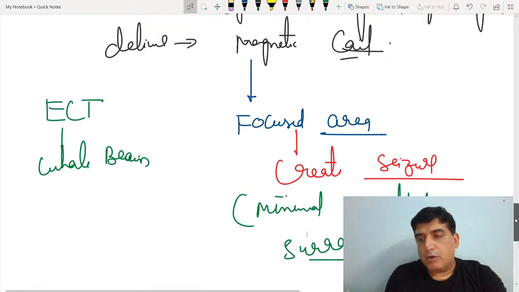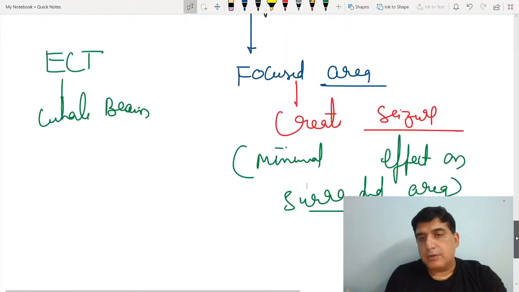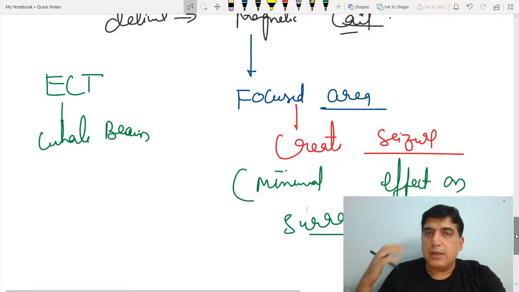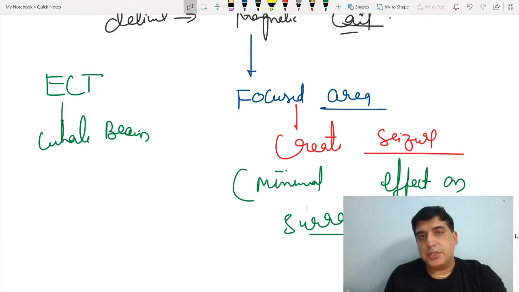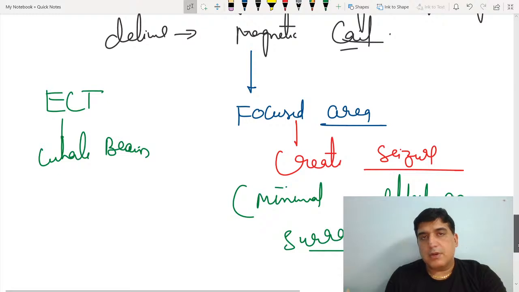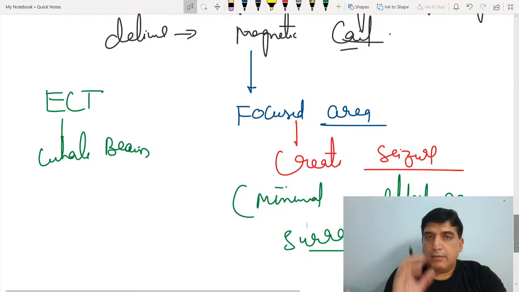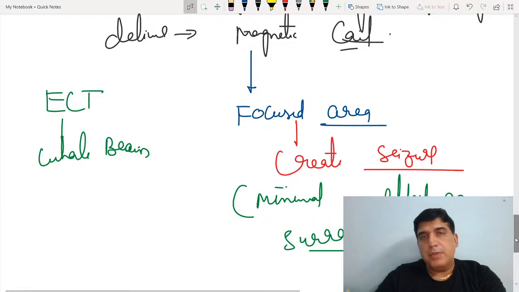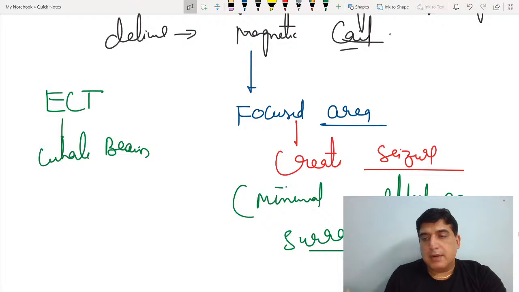We were having one option, an alternative to electroconvulsive therapy. So in electroconvulsive therapy, we give a low amplitude electric shock and we develop the seizure. It affects the whole brain, not a localized area. But in magnetic seizure therapy, number one, we don't use electric shock. We use the magnetic field. We pass it through this magnetic coil on a specific focused localized area, and it creates the seizure and has a minimal effect on the surrounding area. That's the advantage of magnetic seizure therapy.